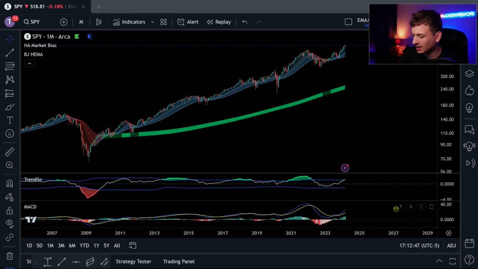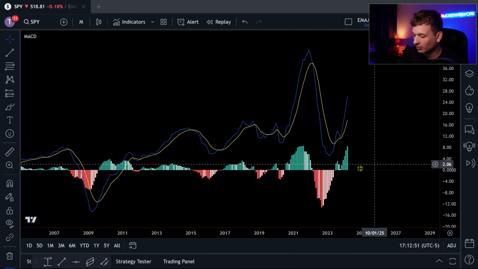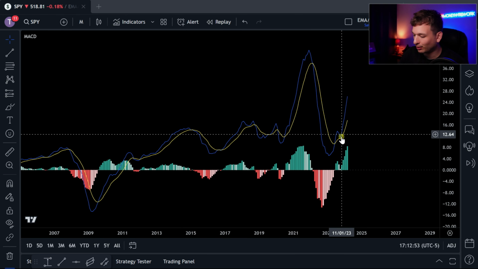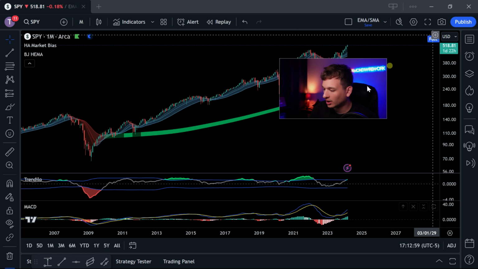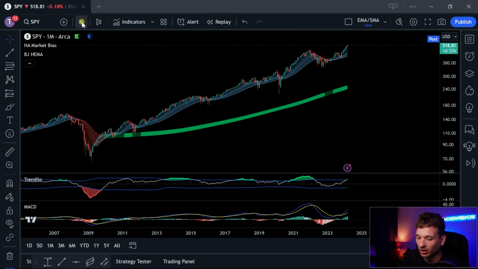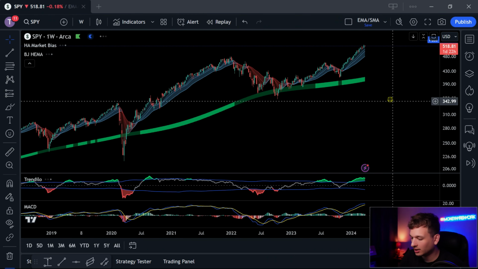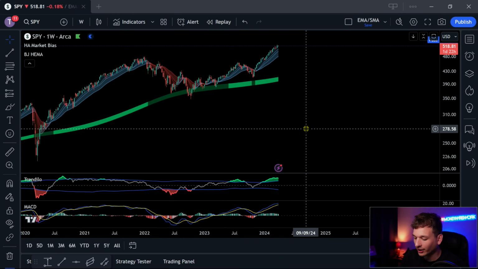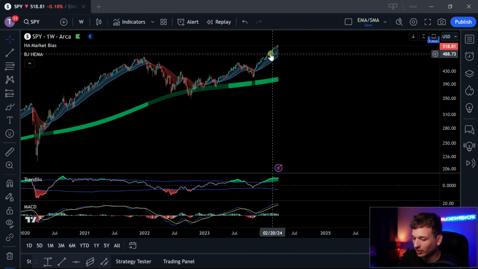On the MACD, which I like to bring up from time to time, above the zero line with a green histogram with the blue MACD line over the yellow signal line, which is all bullish. So we are bullish, bullish, bullish on the monthly for the S&P 500. We can drill down to the weekly. You don't need to fully rehash everything there now that you got the bigger picture. We are still bullish right here.